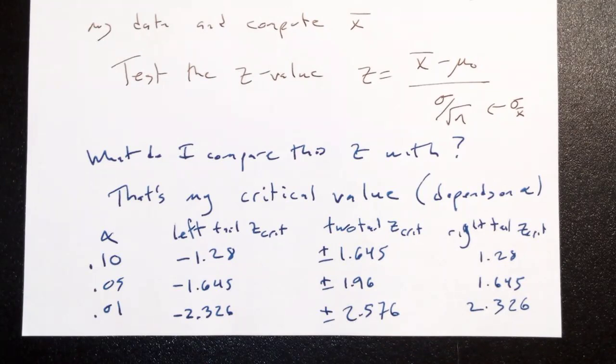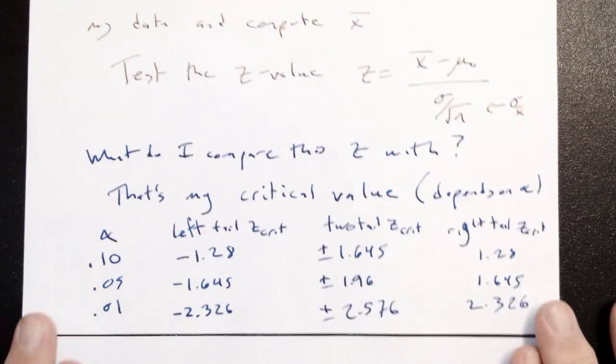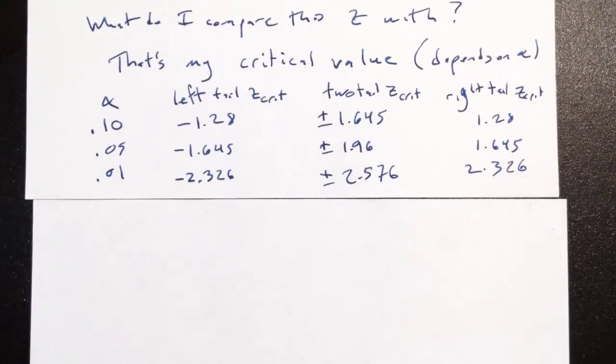And now I can do my decision. I know, depending on what kind of test I'm doing, if I'm doing a left tail, I should reject if my calculated Z is in the rejection zone. If I'm doing a right tail, if I'm in the rejection zone, if it's too big. In a two tail, I could either be too small or too big. I just have to be outside. So my decision rule, whether or not I reject my null hypothesis, depends on whether or not my calculated number is in the shaded area.